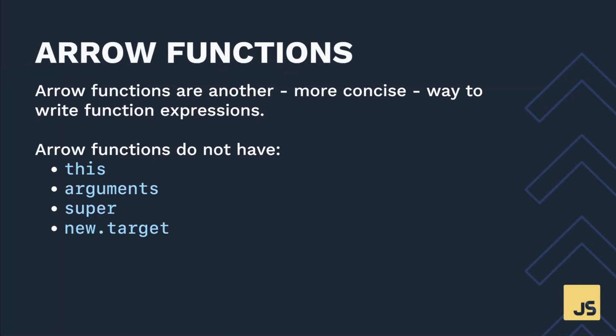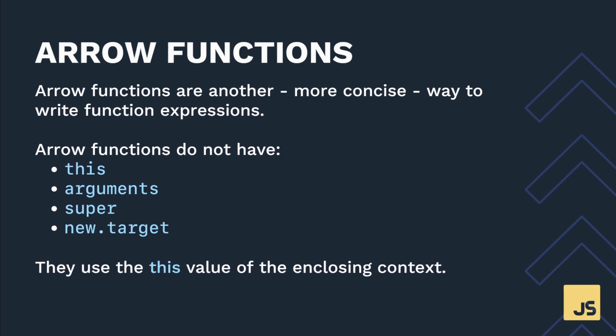Alright, next up, arrow functions are another, more concise way to write function expressions. Arrow functions do not have this, arguments, super, or new.target, and are always anonymous. As an arrow function does not have its own this, the this value of the enclosing context is used.